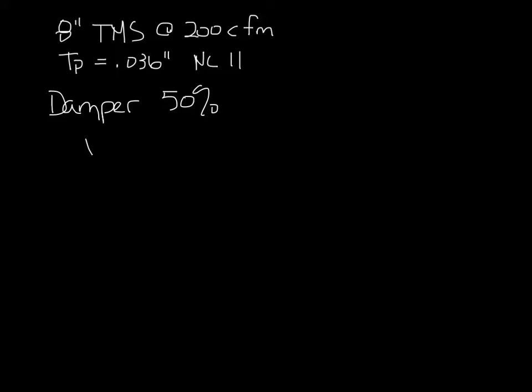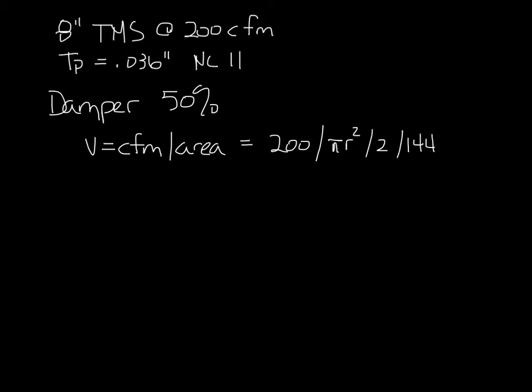We'll start with the velocity equals CFM divided by the area. Our CFM is 200. Our area is pi r squared divided by 2 because it's 50%, divided by 144 because we need to put those in feet. So this section's together here. You do the math and you come up with 1146 feet per minute.